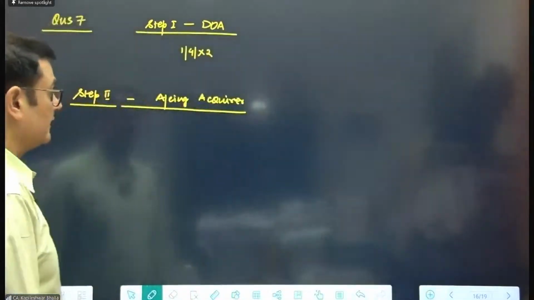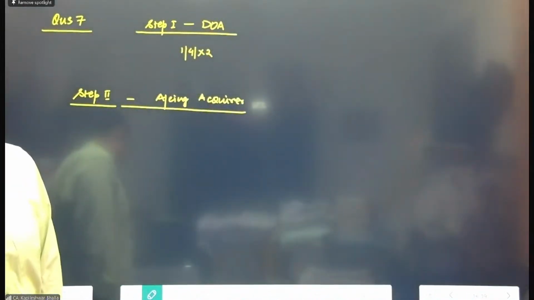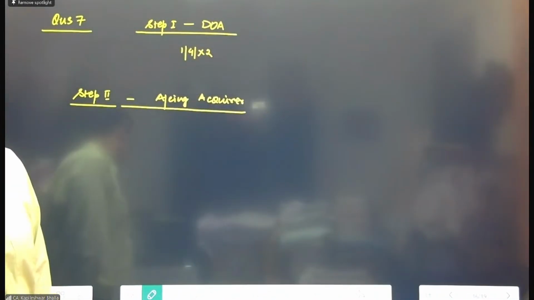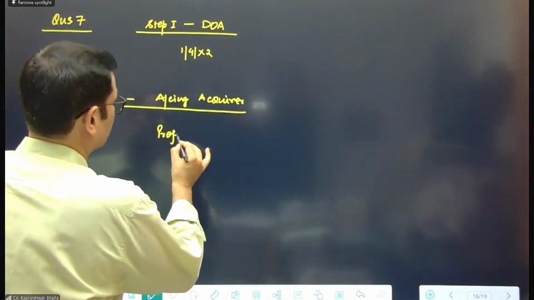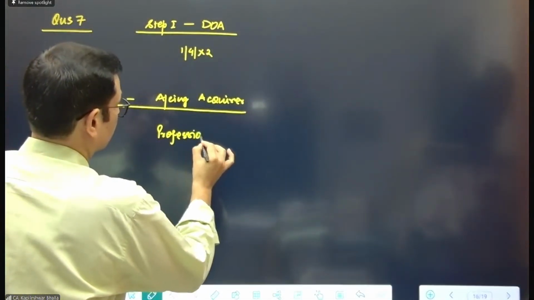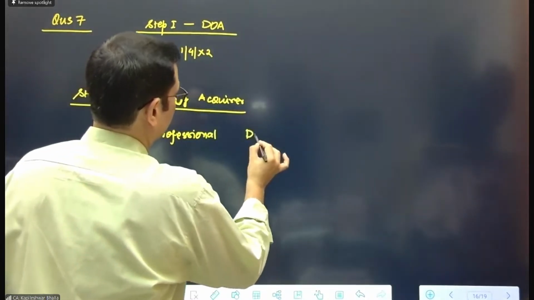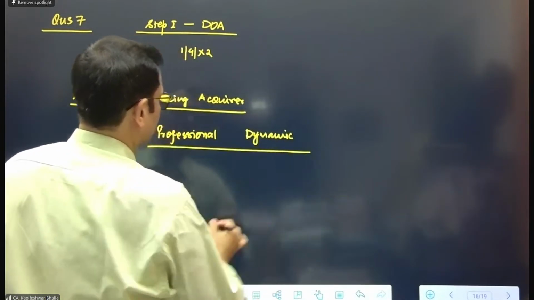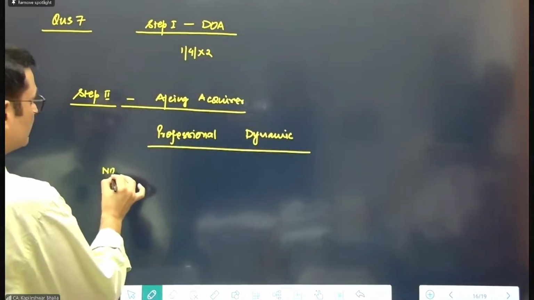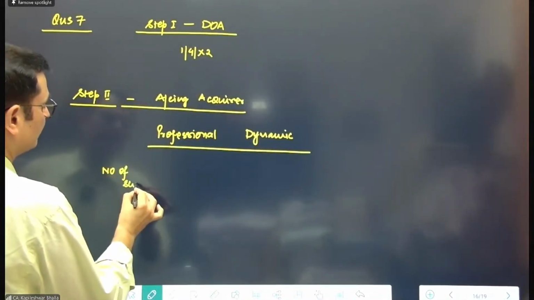So let's organize the data. Now, if you look at the inputs, 1 share is given for every 2 shares, 2:1. So let me first organize the number of shares of professional and the number of shares of dynamic. So let's see the balance sheet and identify the number of shares in the balance sheet of both the companies.